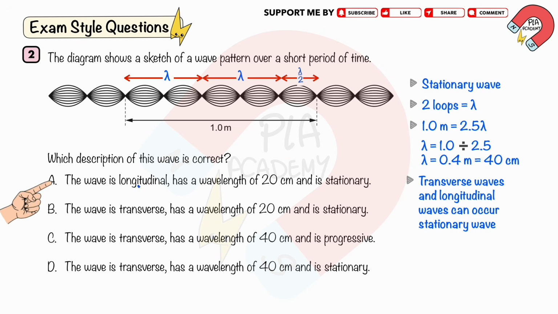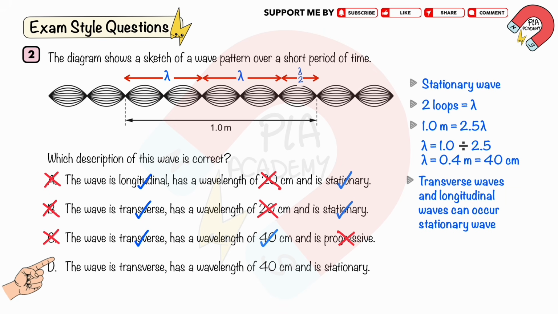In choice A, the wave is longitudinal, has a wavelength of 20 centimeters and is stationary. This is incorrect. In choice B, the wave is transverse, has a wavelength of 20 centimeters and is stationary. This is incorrect. In choice C, the wave is transverse, has a wavelength of 40 centimeters and is progressive. This is incorrect. In choice D, the wave is transverse, has a wavelength of 40 centimeters and is stationary. This is correct.